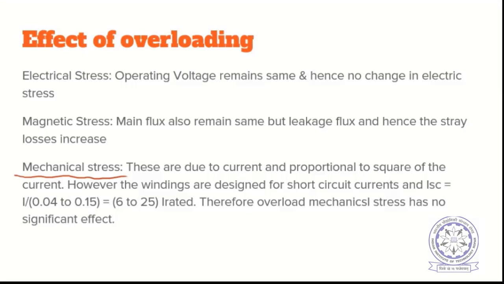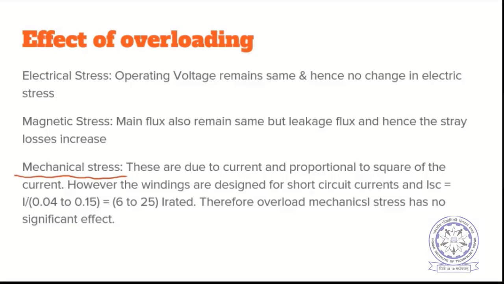So this force depends upon the current value. This force exists in the transformer between the turns as well as between the windings. It is not only limited to the turns, but it is between the primary and secondary windings also. But also within the winding, between different turns, there will be mechanical stress.